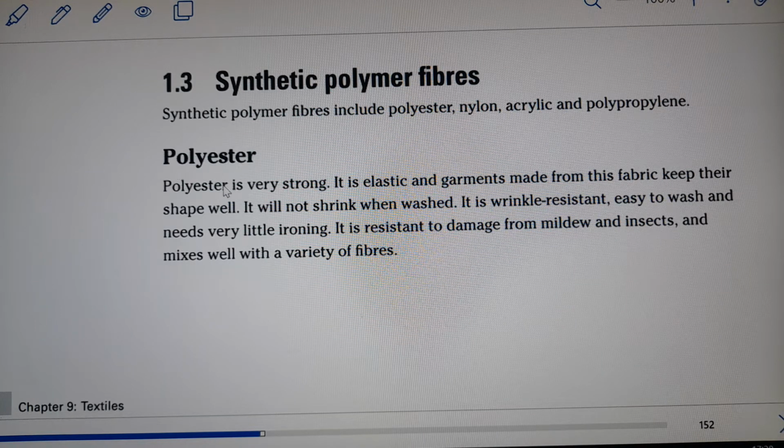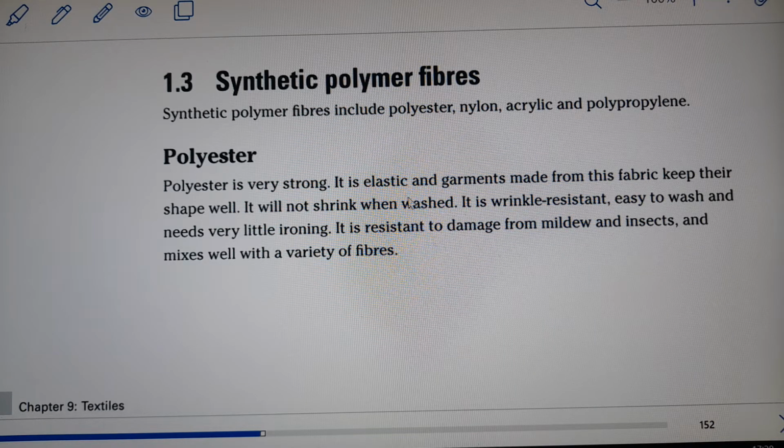Now we start with the polyester. Polyester is very strong. It is elastic, and garments made from this fabric keep their shape well. It will not shrink when washed. It is wrinkle resistant, which means it does not form wrinkles. It's easy to wash and needs very little ironing. Wow, I think I love this because I'm not a fan of ironing. It is resistant to damage from mildew and insects, and mixes well with a variety of fibers. So these are the properties.